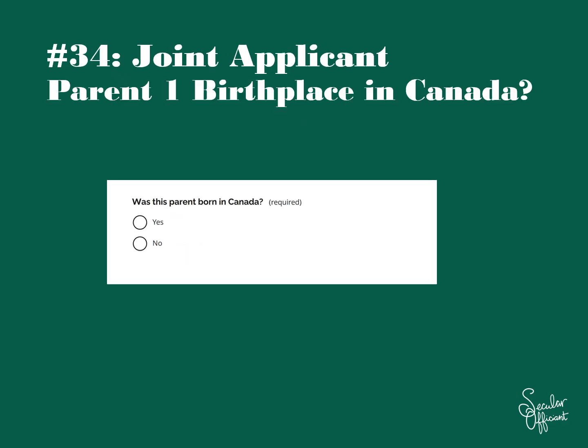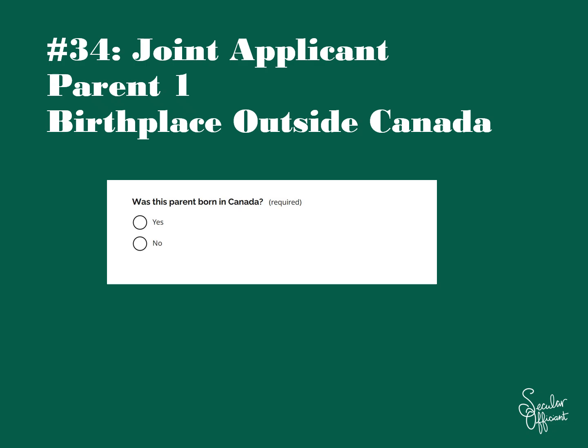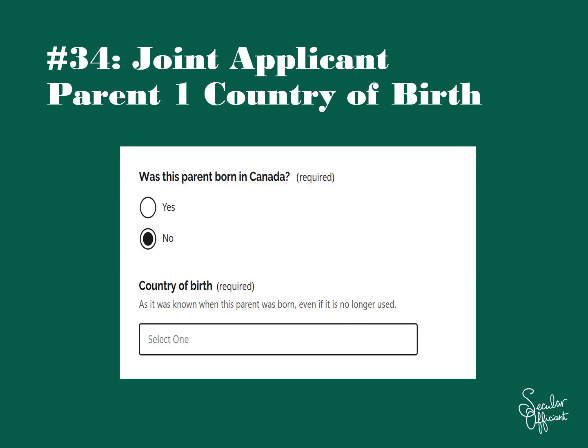Step 34 is indicating if the first parent of your partner was born in Canada. Select Yes or No. If Yes is selected, indicate the province or territory in Canada. If your partner's first parent was not born in Canada, select No. If No was selected, indicate the country. If the country name is not provided, select Not Found.